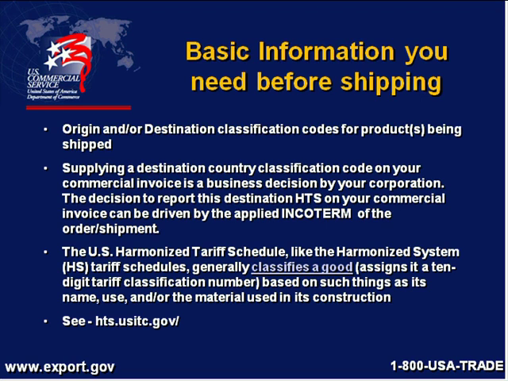Obviously, the Harmonized Tariff Schedule generally classifies the goods. It assigns your 10-digit tariff classification number to it here in the U.S., and it's based on such things as the name, the use, and/or the material used in its construction. So just please be aware that when you get ready to export, you are going to need to know what your HTS code is, and we'll talk about it a little bit more, but you also will be looking for a Schedule B number. If you need to get more information on classifications, we've provided the hts.usitc.gov URL for your reference. Next slide, please.